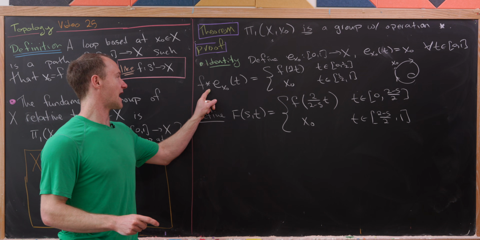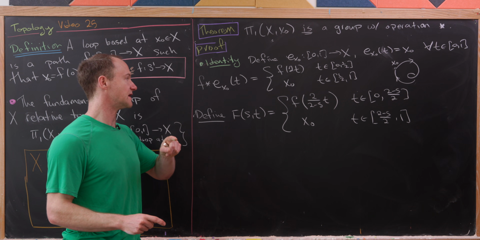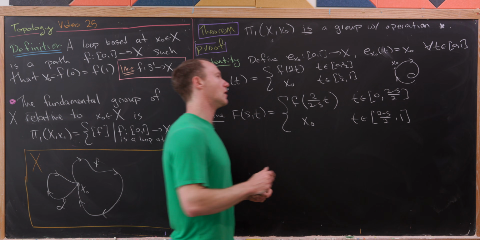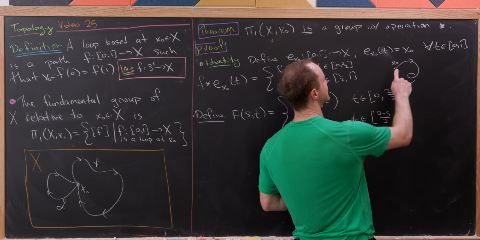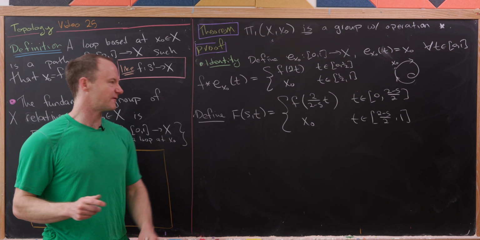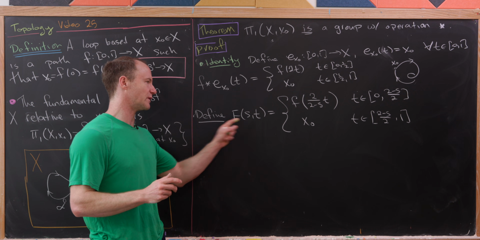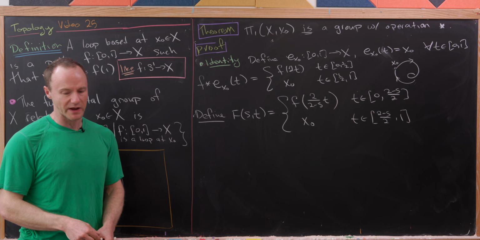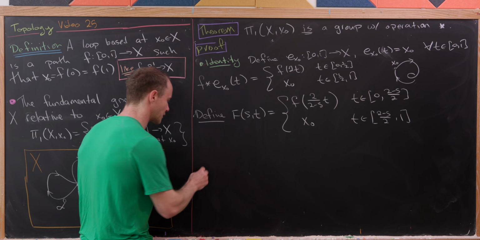That would be this f star e sub x naught. And then the things in the middle would be like, oh, maybe we, for instance, take 45 minutes to walk along the path and then sit for 15 minutes. Perhaps that's what's happening when s is somewhere between 0 and 1. Okay, so let's check that this works.